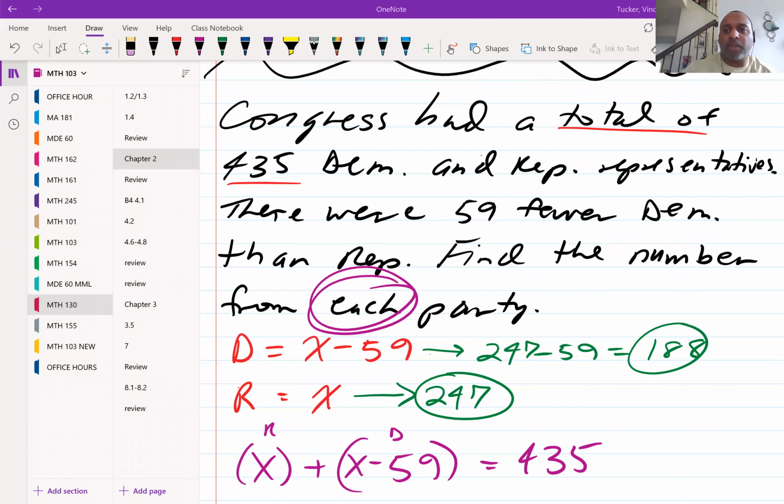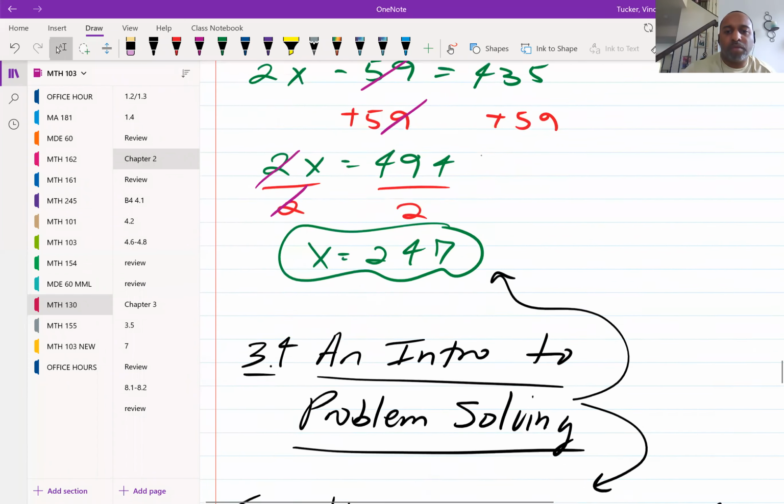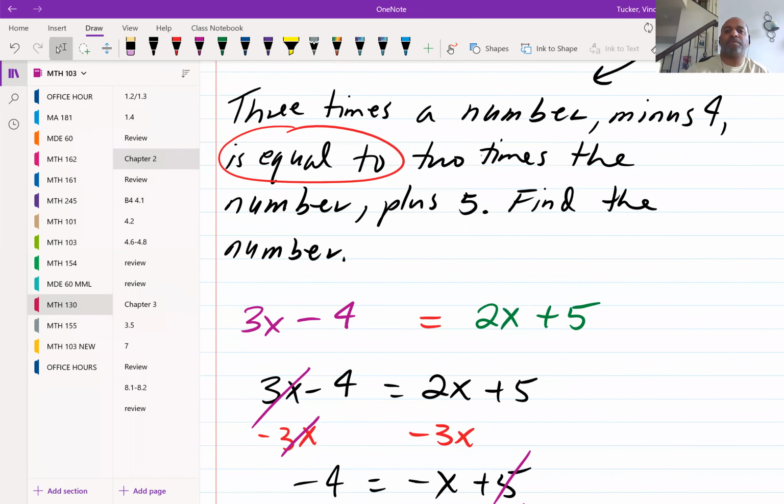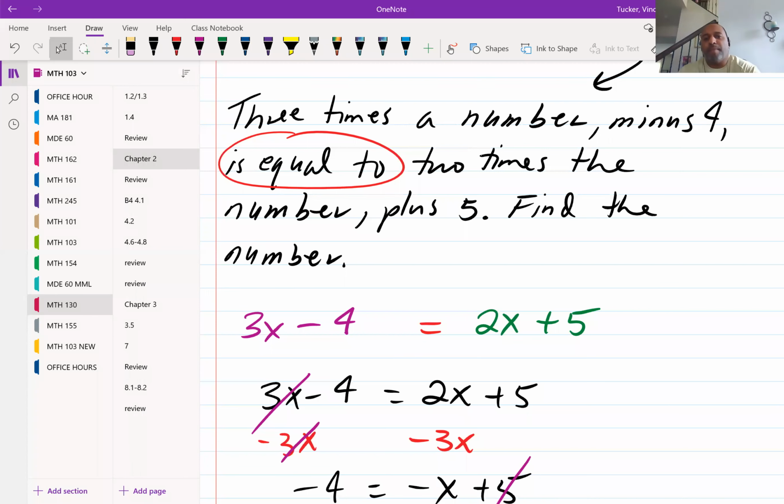All right, so let's go to the next one. All right, so let's go here. 3 times the number minus 4 is equal to 2 times the number plus 5. Find the number.